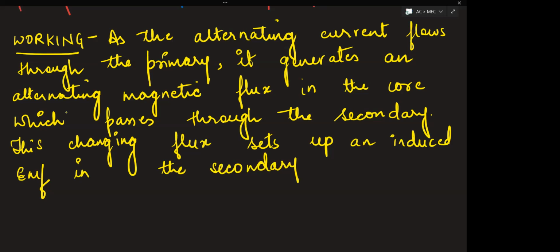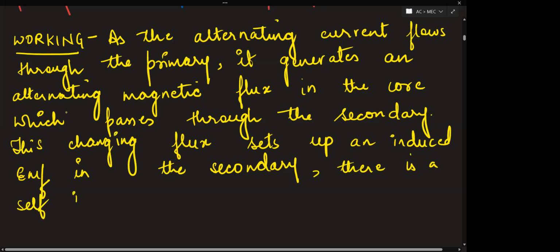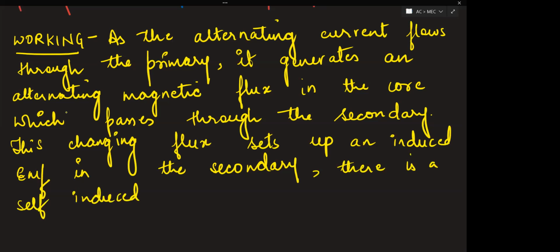there is a self-induced EMF in the primary. Because here also the changes are, this is mutual induction. Reciprocation can also occur. So if you're just talking about what happens in the primary, you will say that is self-induction. But when you talk about primary and secondary, both in reference with each other, then you say it is mutual induction. So here, in case of the primary coil, it's just the self-induced EMF that has been set up.